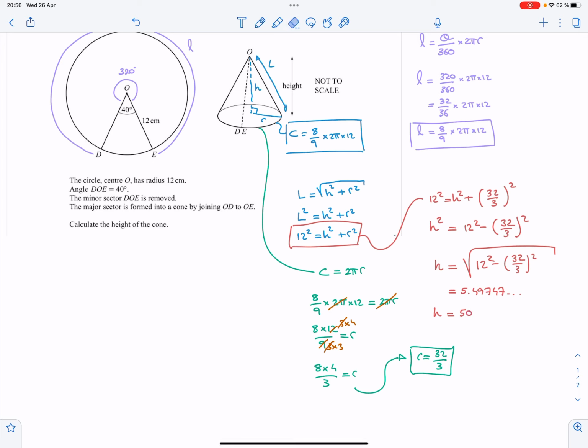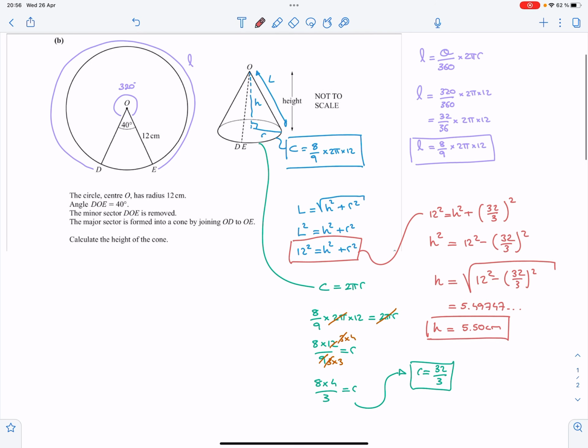Whoops, didn't write that very well, did I? I would say that the height, let's see, it's not letting me change, there we go. The height is 5.50 centimeters. And that's the answer. There we go, everyone. Quite a tricky question. Definitely, it's a good one. There's a lot of things going on there.